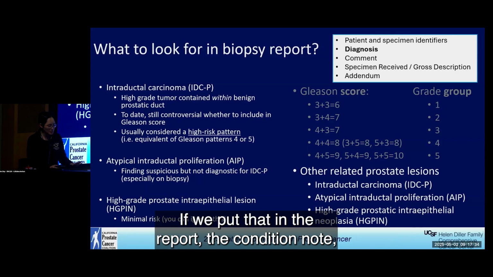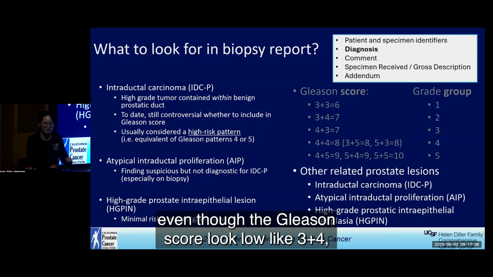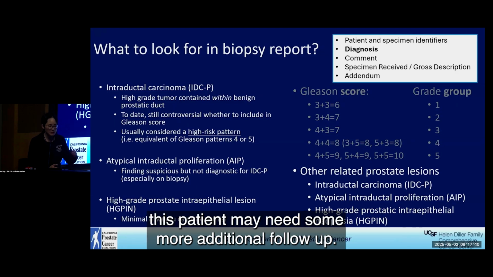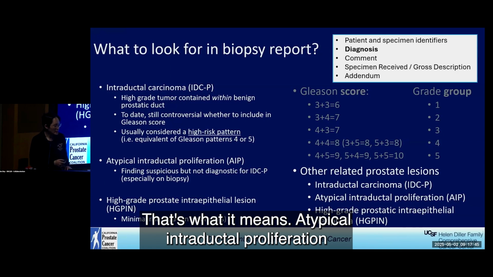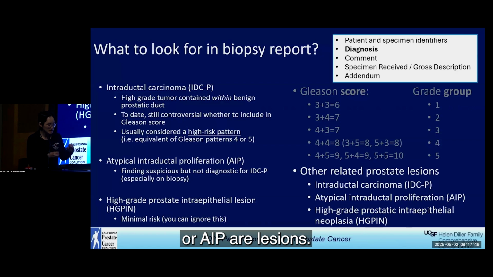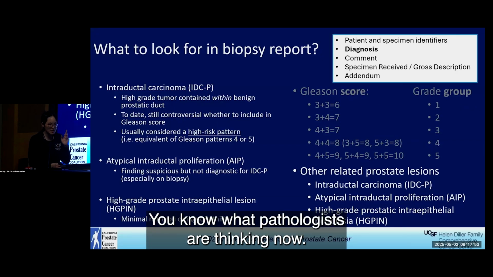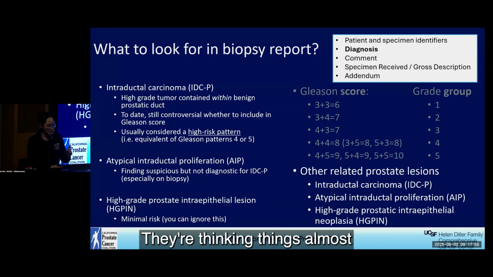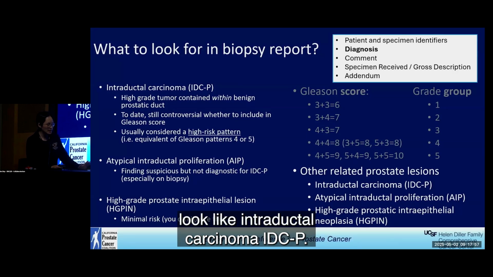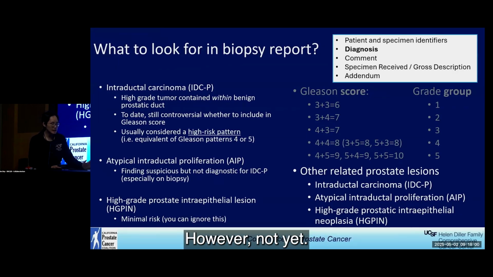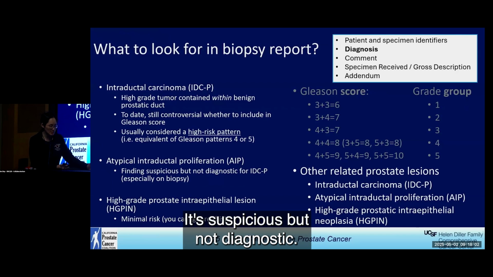So if we put that in the report, the clinician knows, even though the Gleason score looks low, like 3 plus 4, this patient may need some additional follow-up. So that's what it means. And atypical intraductal proliferation, or AIP, are lesions. You see the word atypical, so like what pathologists are thinking now. They are thinking things almost look like intraductal carcinoma, IDCP. However, not yet. It's suspicious, but not diagnostic.